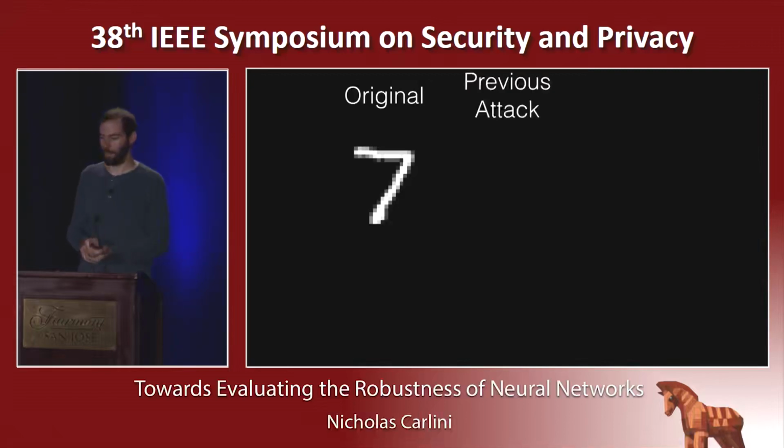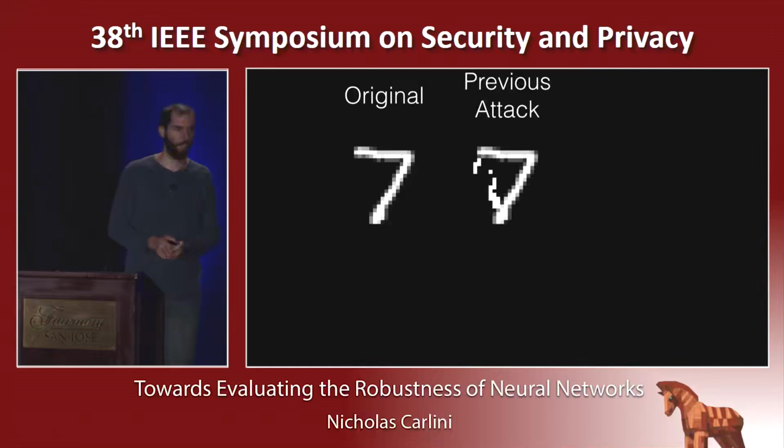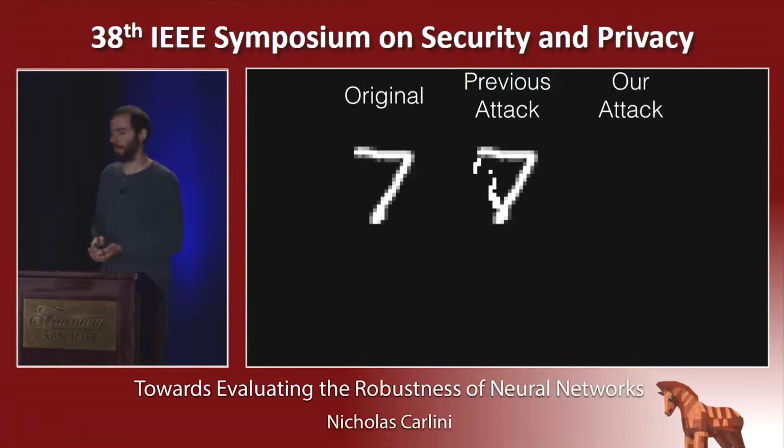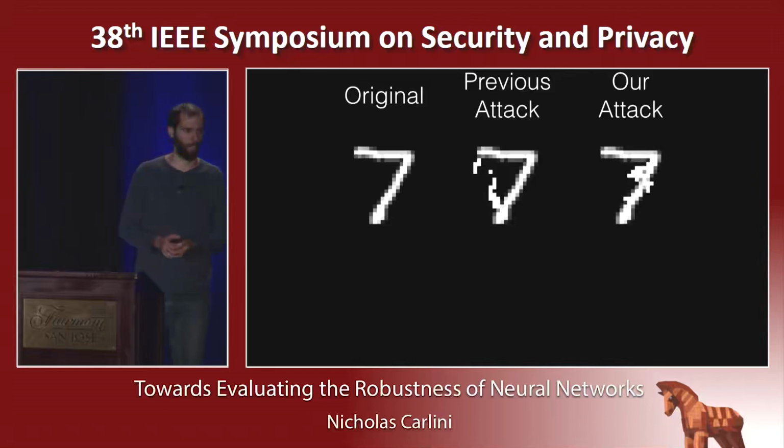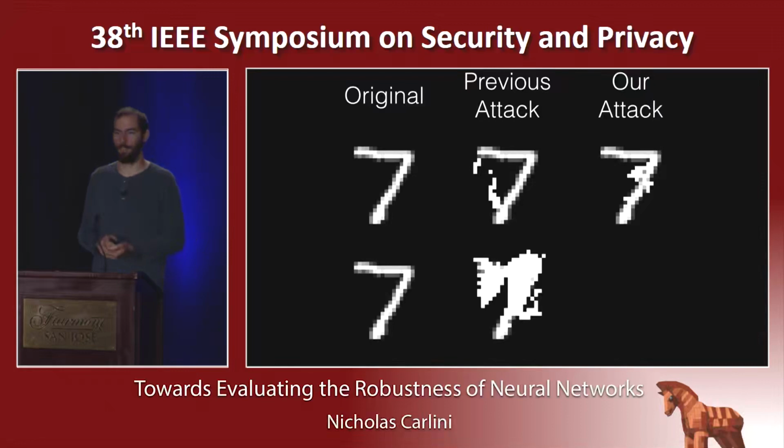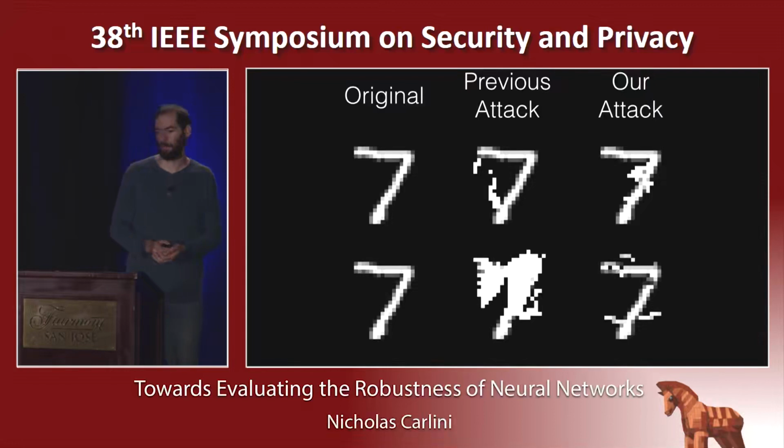The previous state of the art could give you something like this, where you modify the image, a relatively noticeable modification, to produce a different image, which is now classified as an 8. Our attack can do somewhat better and only make a smaller change. But this is in the best case. In the worst case, if you want to turn this image from a 7 into a 0, previous attacks would have to make a relatively large change and destroy most of the image. Our attacks make a much smaller change and are still effective at constructing this image to make it a 0.